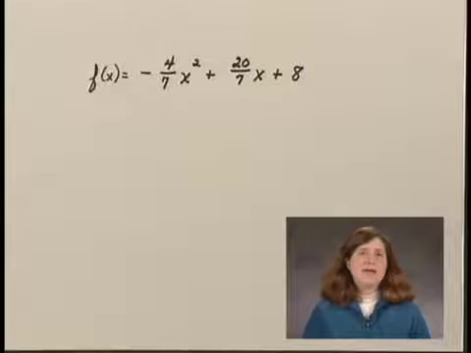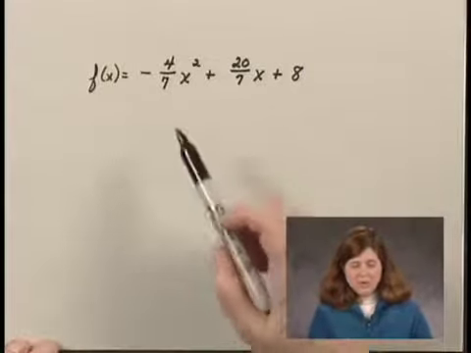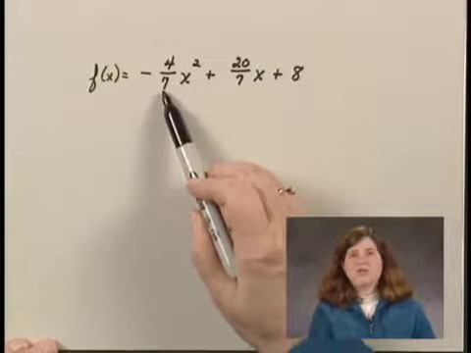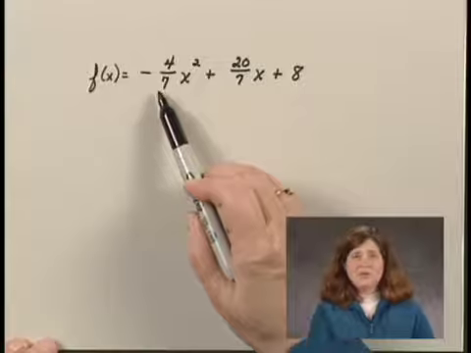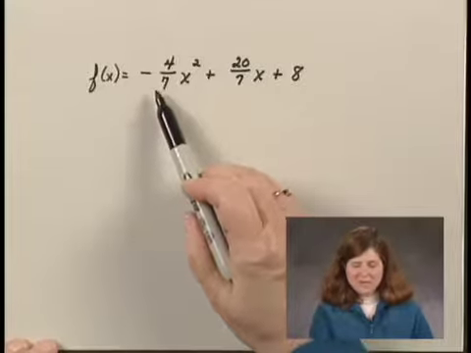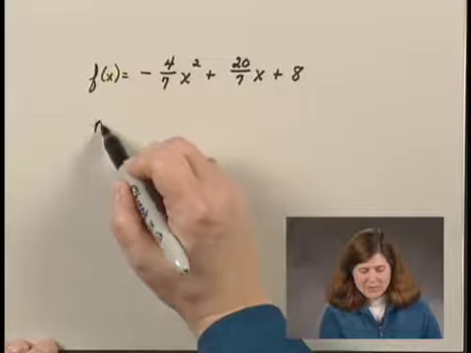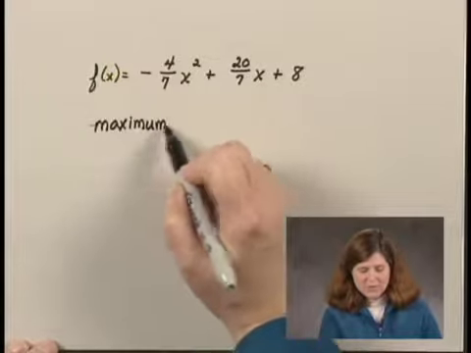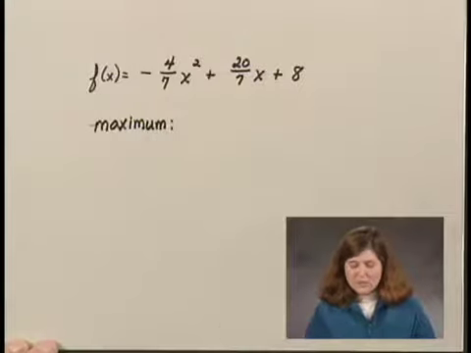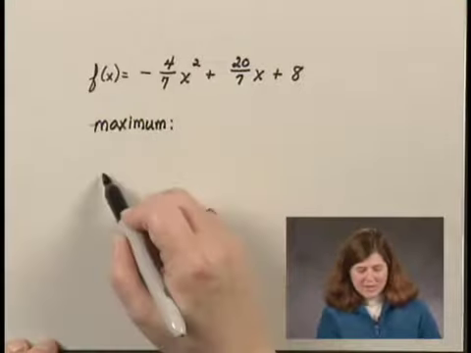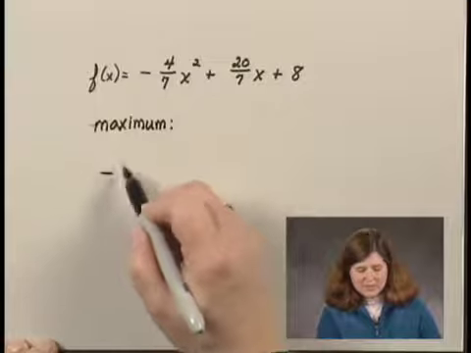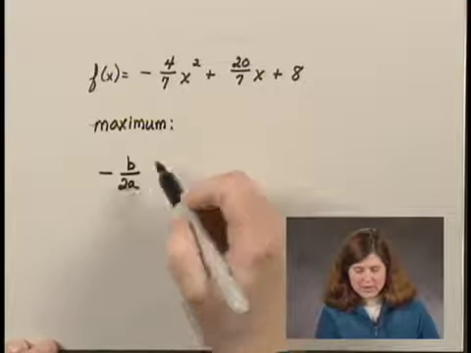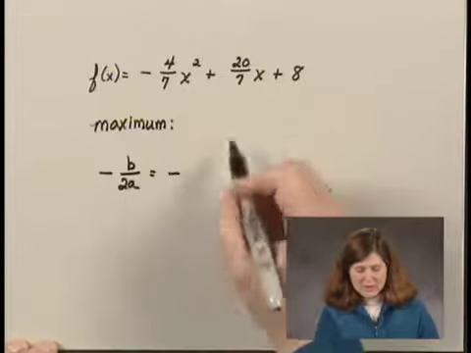Now we're asked to find its maximum or minimum value. To determine whether it has a maximum or a minimum, we look at the coefficient of the x² term. Since it's negative, the graph would be a parabola opening down, and there would be a maximum function value. So to find that maximum function value, we will find the coordinates of the vertex of the parabola. To do that, we remember that the x-coordinate of the vertex can be found by the opposite of b over 2a.